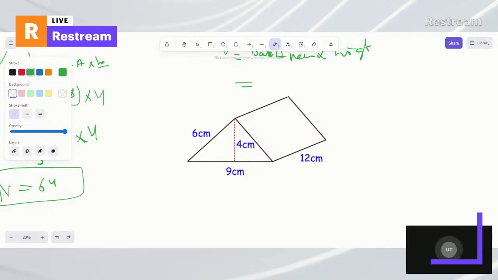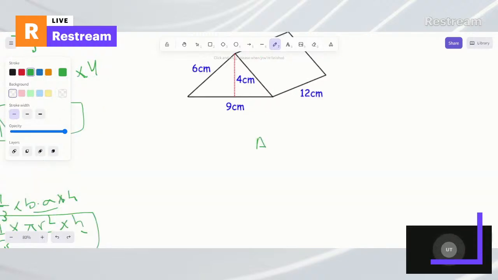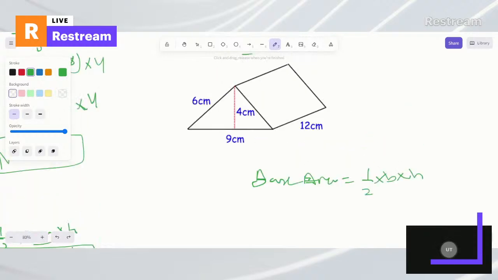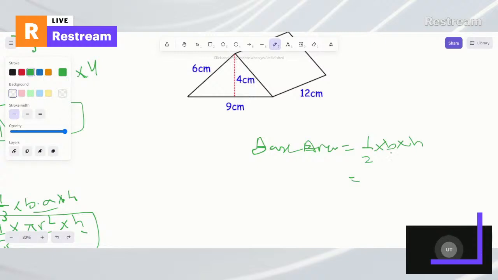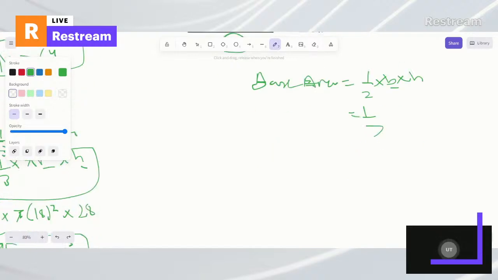Right, it's a triangle. So what is the base area of the triangle? Base area is going to be half times base times height. Now, what's the base? This is the base of the triangle. We're talking about the triangle right now. So the base is 9, right? So half times 9 times height.